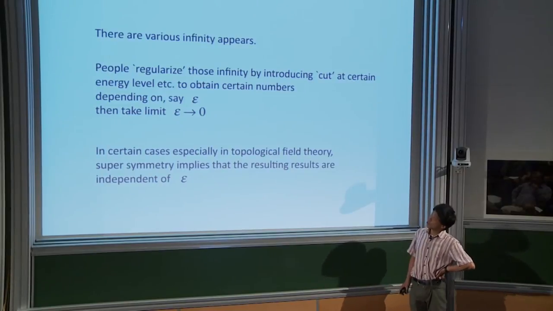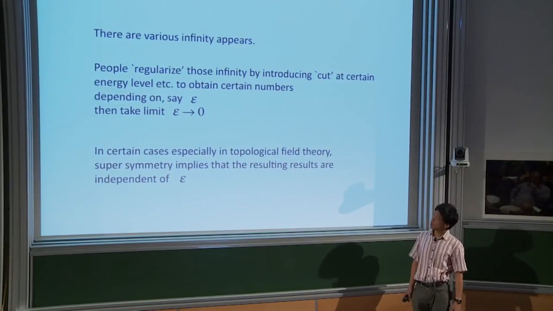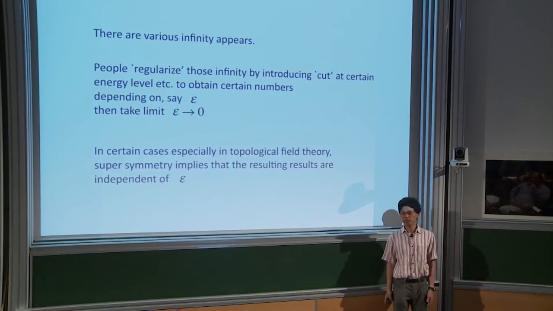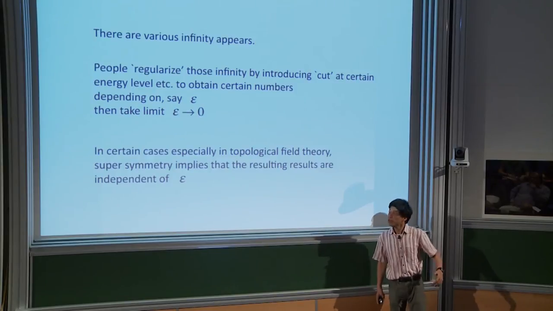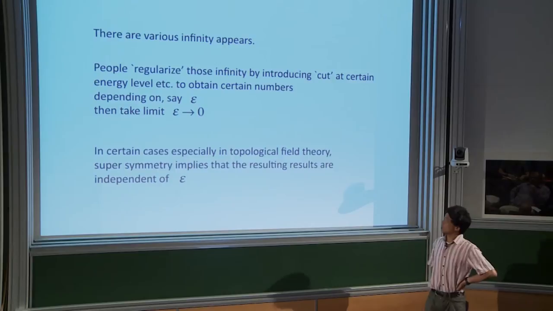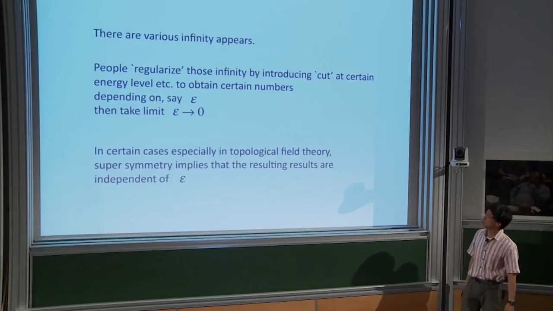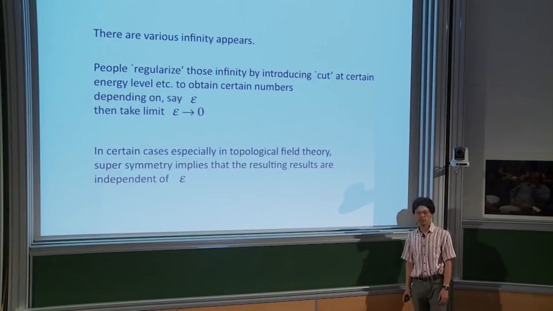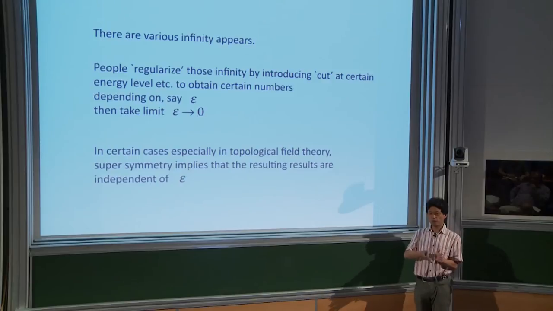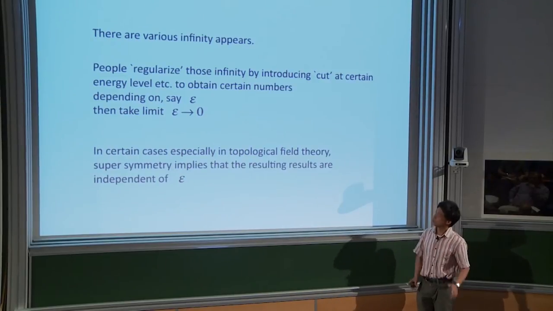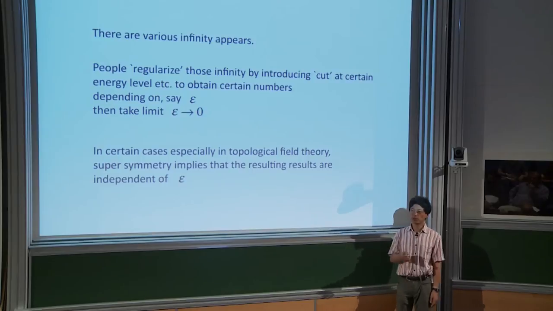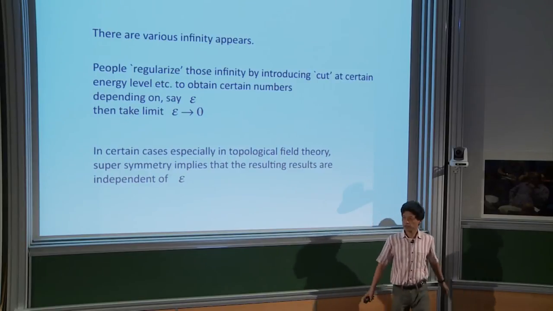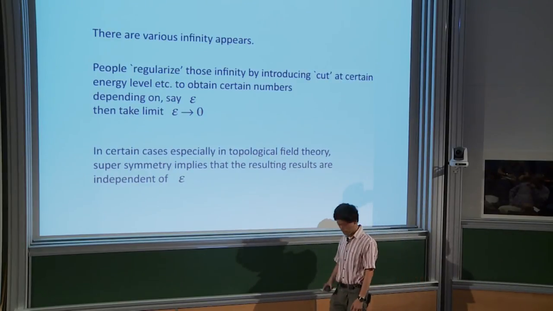Then we have this kind of system of numbers depending on some parameter, say epsilon. When epsilon goes to zero, you get something which you really want to calculate. But in certain cases, especially what I heard from physicists, in the case of topological field theory or some other cases, there is something called supersymmetry. This supersymmetry implies that even if you first perturb it a bit, the final result is independent, and even if it diverges as epsilon goes to zero, you can still get some finite thing. I think that is one of the roles where supersymmetry is useful.